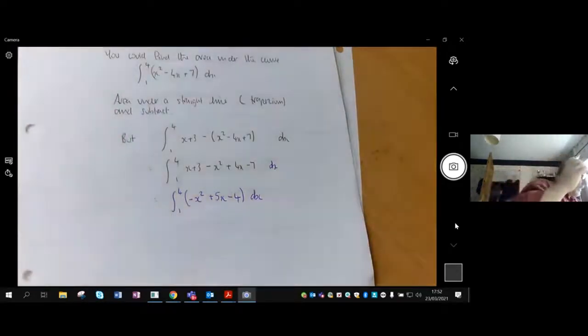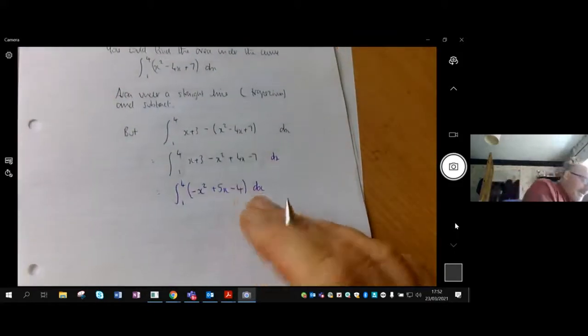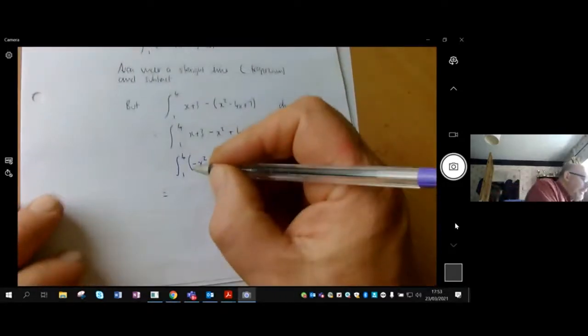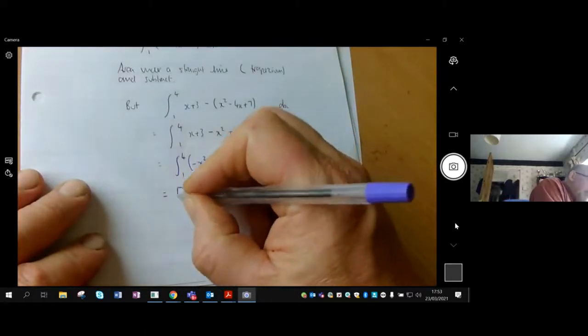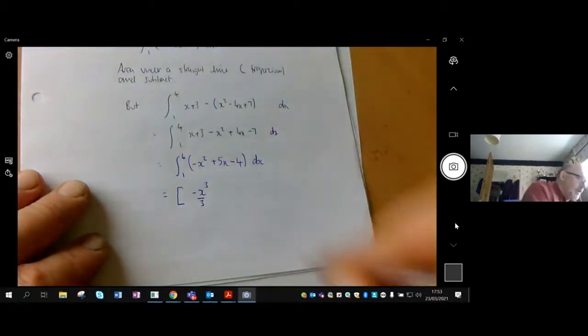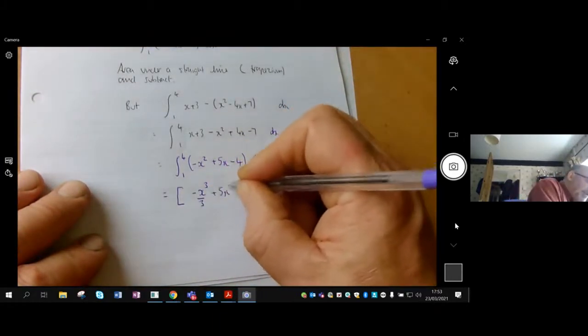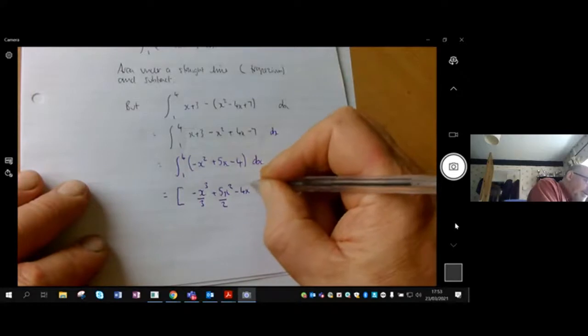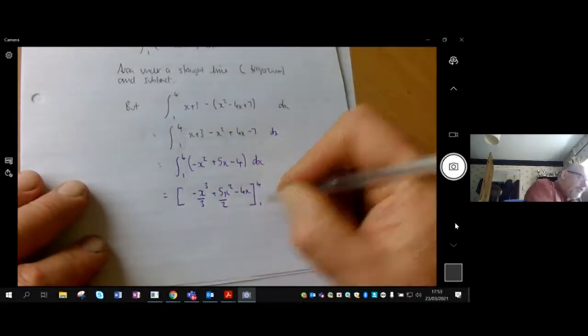Okay? So now, integrate it. And this is where people forget to do things, especially when you've done some algebra first. Almost have a mantra: do the algebra, integrate, substitute. So, integrating that, it's minus x cubed over 3 plus 5x squared over 2 minus 4x, and my limits are 4 and 1.